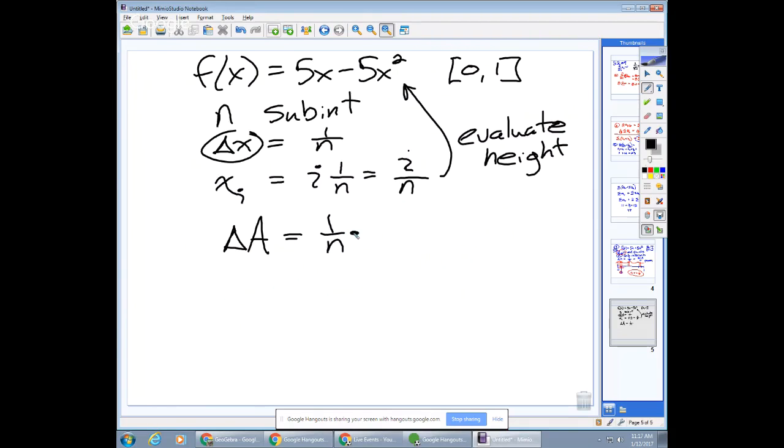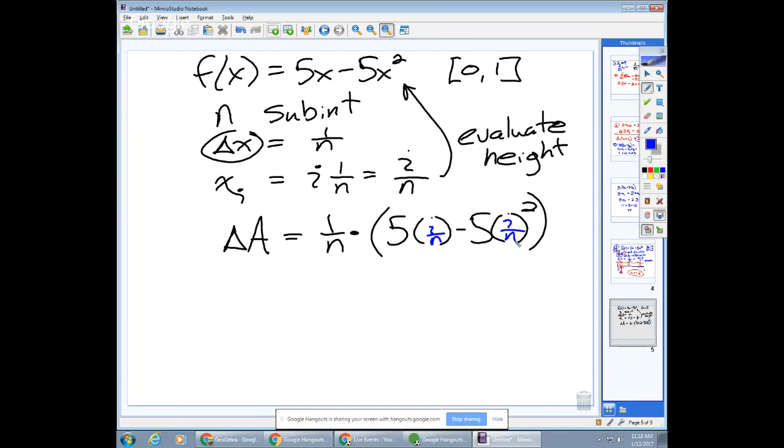And the height, we have to ask the function what's the height. So the height always comes from the function value. So in this case, our function says take 5 times some x value minus 5 times some x value squared. What x values are we plugging in to get our height? The x sub i's, which is i over n. So that goes inside here. So that's i over n, i over n. So that's what each individual rectangle's area looks like.